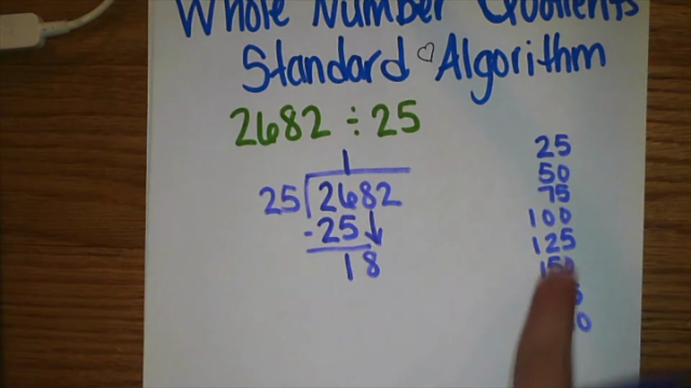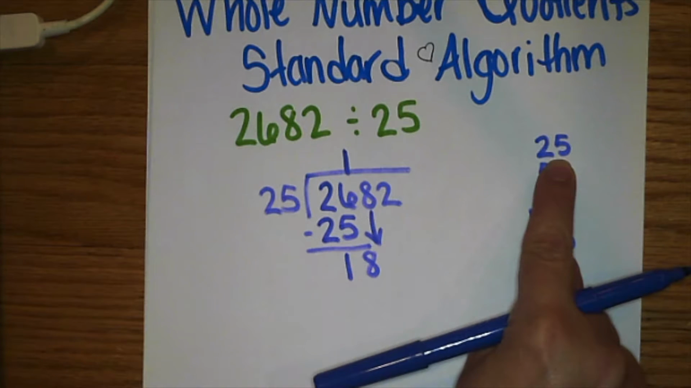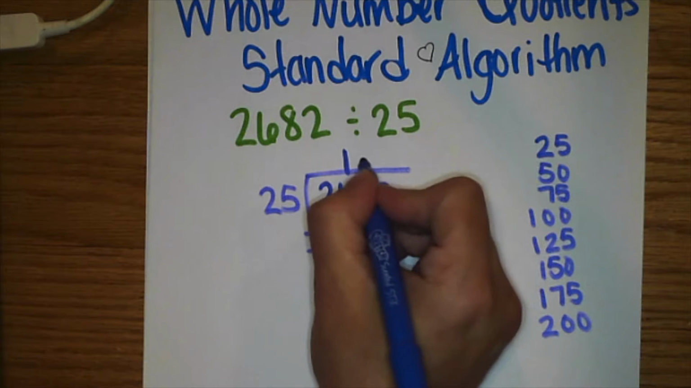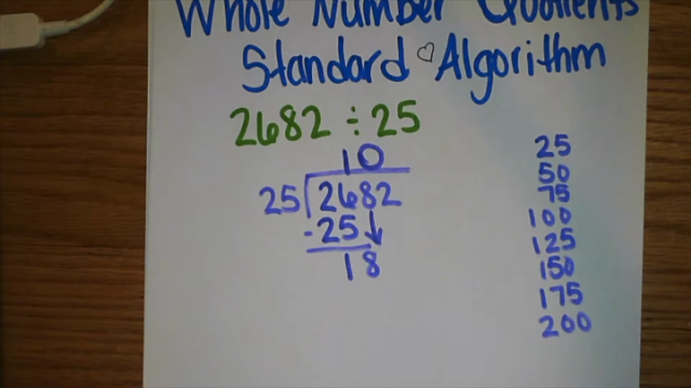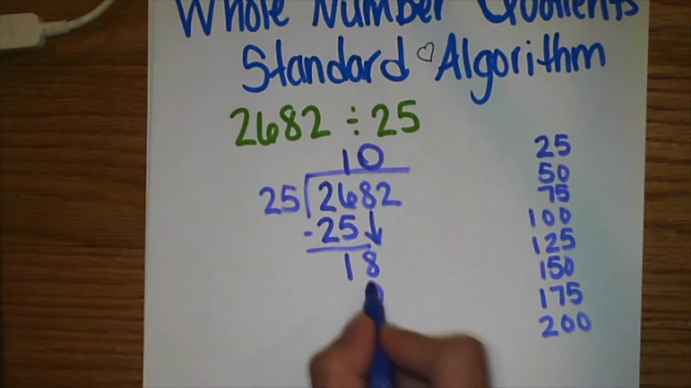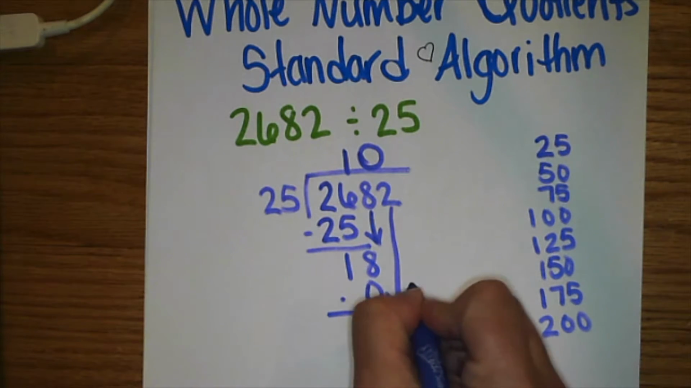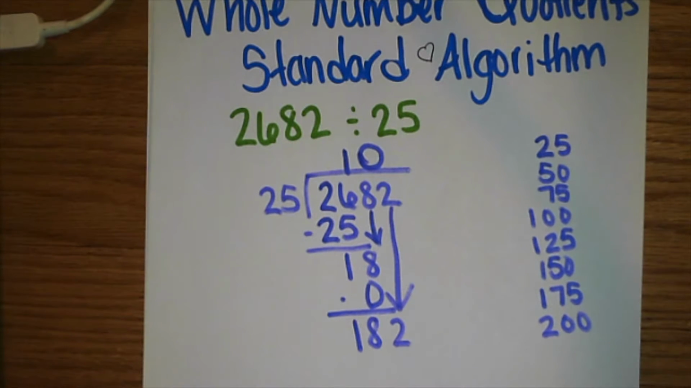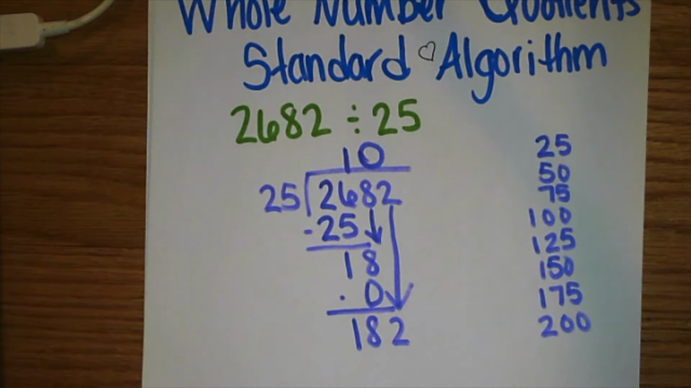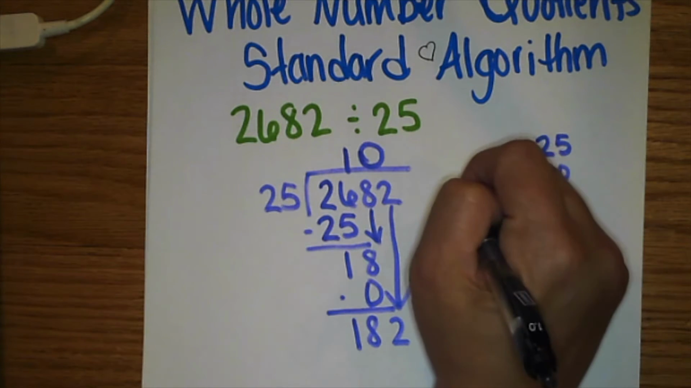So I go back to my skip count, and I can see there are no groups of 25 in 18, so I have to show that up here as a 0. Down here, it becomes 0 because I'm not using up anything, and the 18 stays the same. This time, though, I get to bring down this 2 to make a new number. I'm going to go to my skip count and say, well, 182, it's right between those two numbers. So I've got to go with the smaller one.